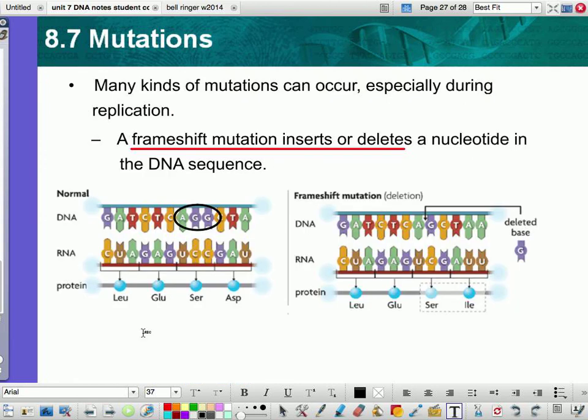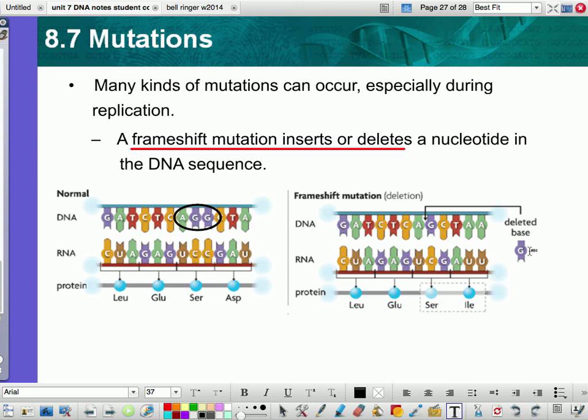All right, so then the next type of mutation is called the frameshift mutation, and in this case, a nucleotide is either inserted into the sequence or it's deleted completely from the sequence, and it's going to definitely change the amino acid that it codes for. So here's my normal strand, and you can see that it's GAT, CTA, AGG. Okay, so this is the one that we're working on.